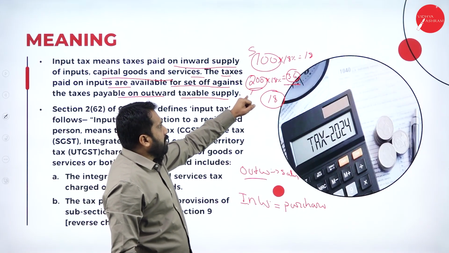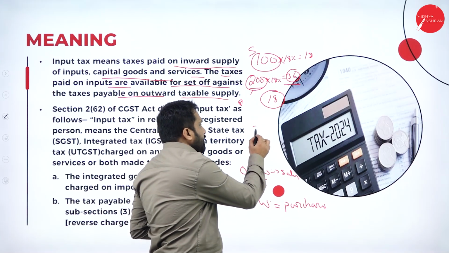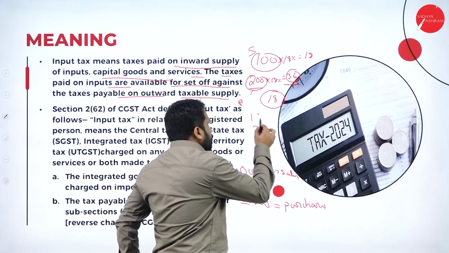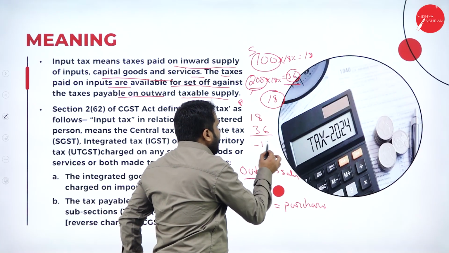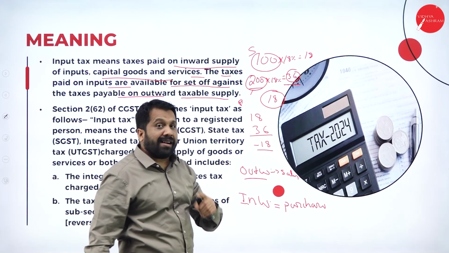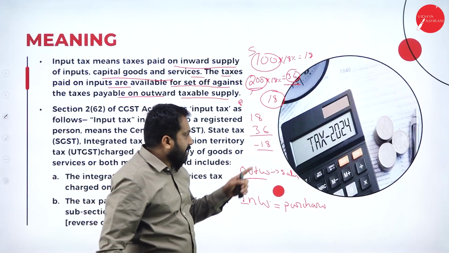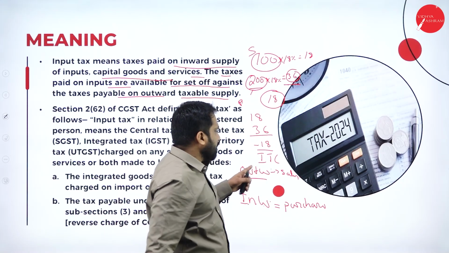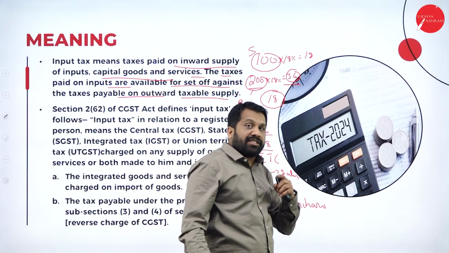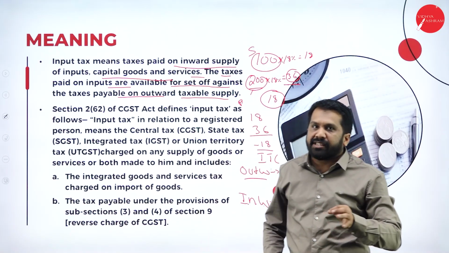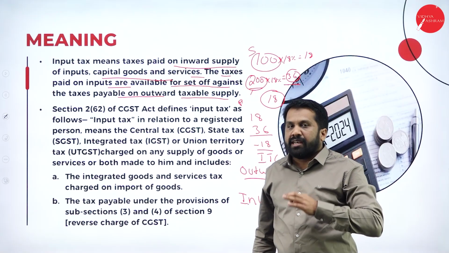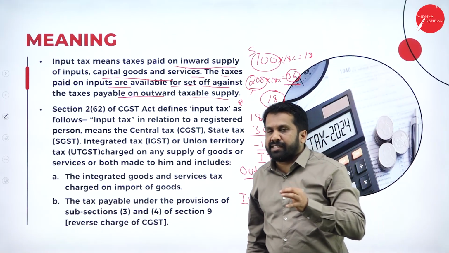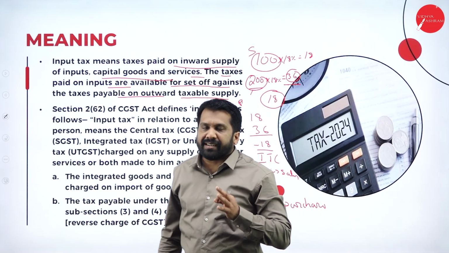Now, at the time of purchase, you paid 36 rupees. At the time of sale, you are paying 18 rupees. So, you will get minus 18. You paid extra, excess. This excess is called input tax credit. Hope you are clear. What is the extra tax paid? The tax paid at the time of purchase, if it is more than tax paid at the time of sale, is called excess credit.